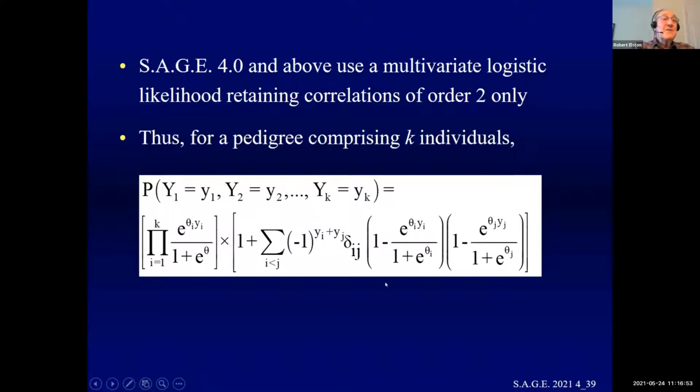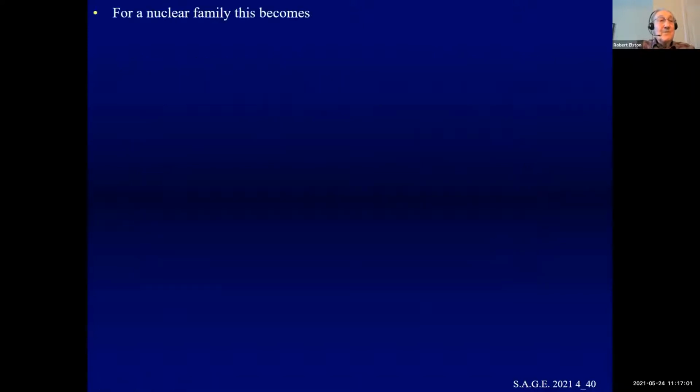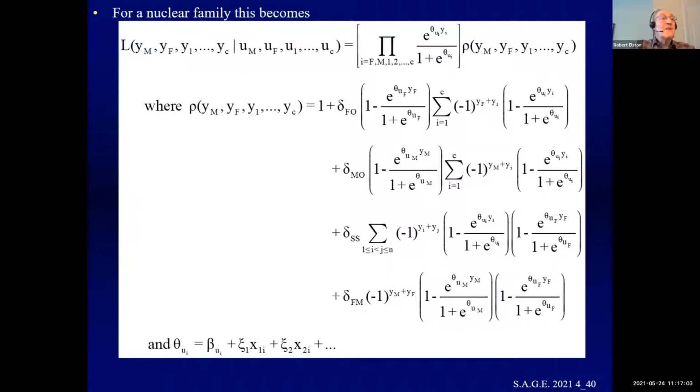This is for a first order correlation. So if we look at a nuclear family, this becomes, for the mother, father, and the children, you have first of all the mother, father.